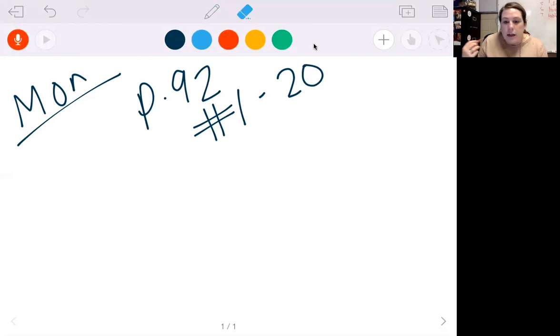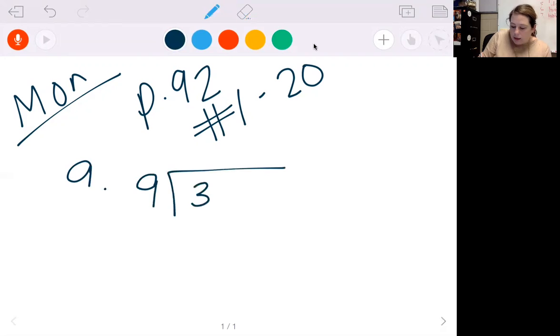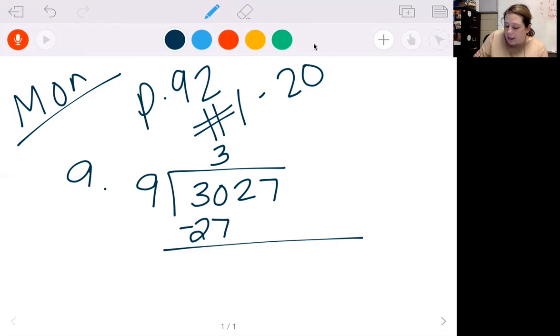9 through 20 is going to be straight division, so let's do number 9 together. Number 9 would be 9 into 3,027. So first 9 goes into 30. 9 goes into 30 3 times. 9 times 3 is 27. Subtract that, I get 3.